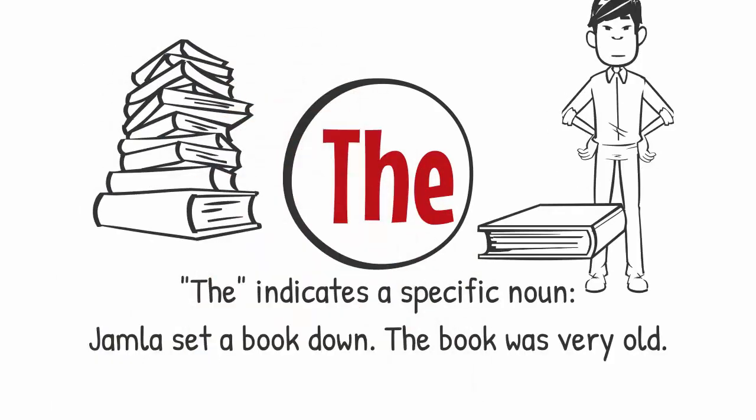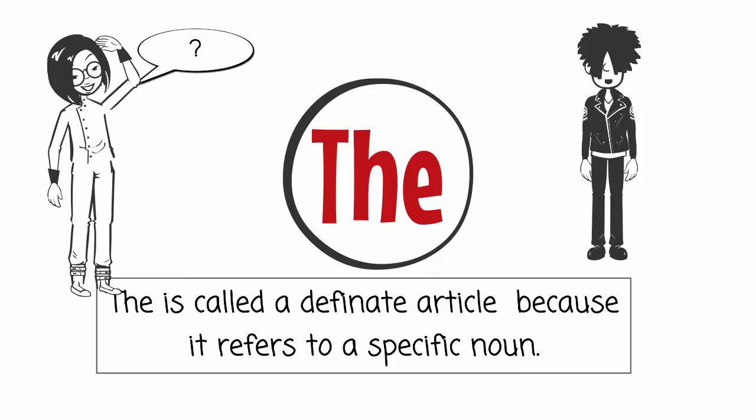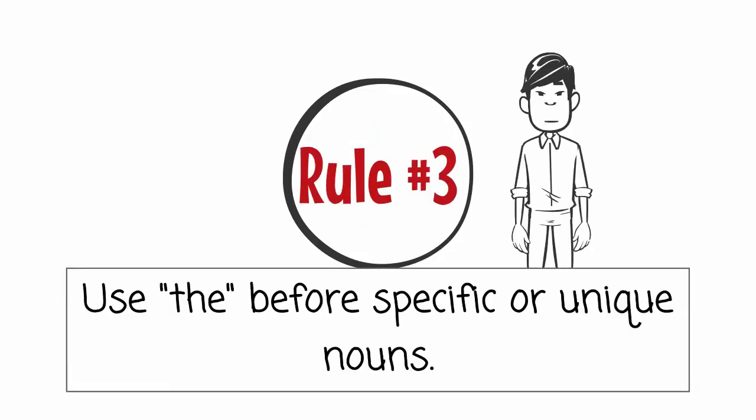For example, Jamal set a book down. The book was very old. The is called a definite article, where a and an are called indefinite articles. The is definite because it refers to a definite noun. Number 3, use the before specific or unique nouns, especially when they come with a superlative.